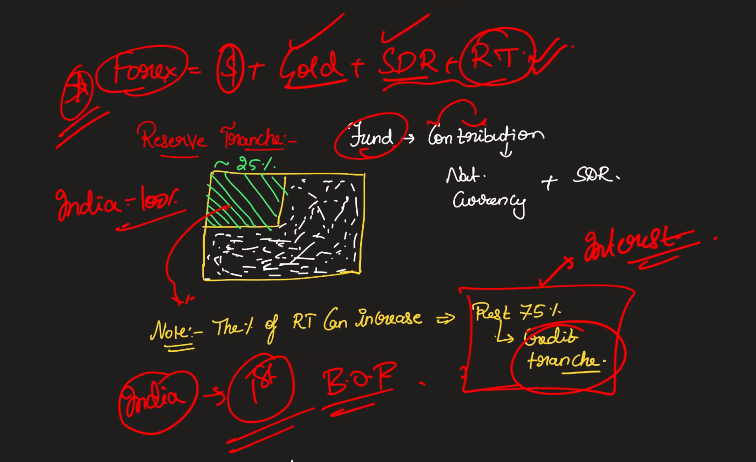Basically this is nothing but SDR plus RT together, meaning the money that we give to the IMF. So we can simply say foreign currencies, gold and whatever money that we give to the IMF, but the breakdown is important for prelims examination.